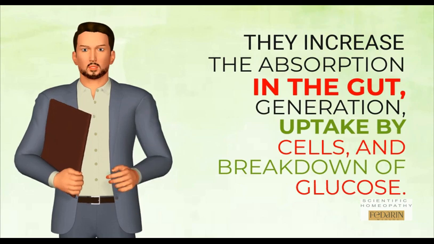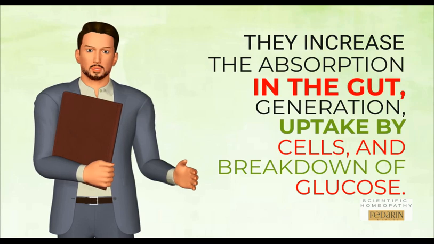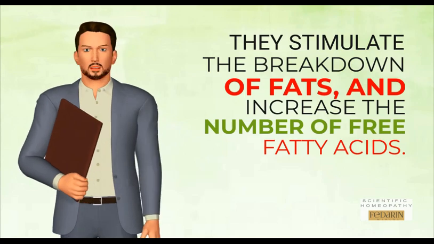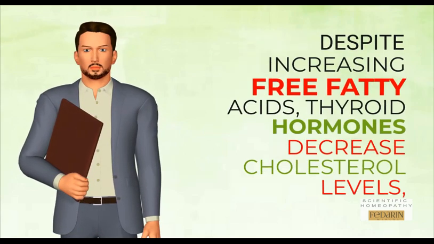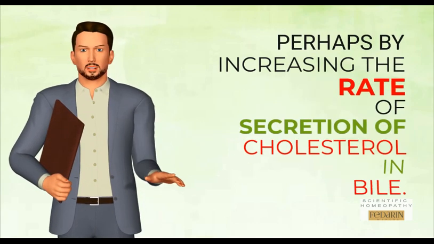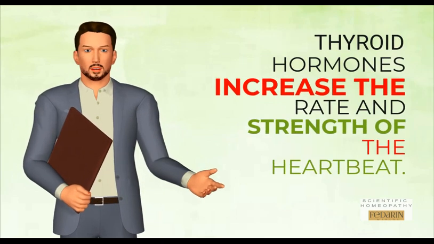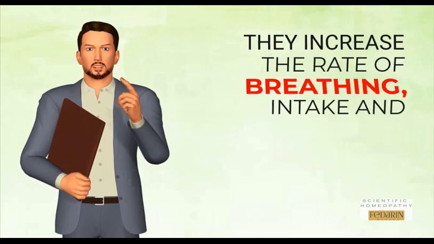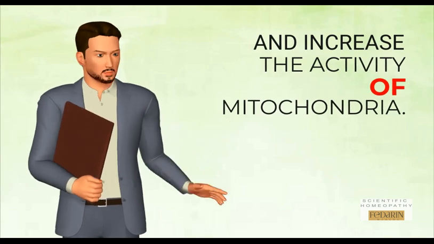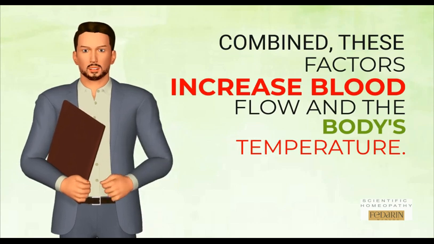They increase the absorption in the gut, generation, uptake by cells, and breakdown of glucose. They stimulate the breakdown of fats, and increase the number of free fatty acids. Despite increasing free fatty acids, thyroid hormones decrease cholesterol levels, perhaps by increasing the rate of secretion of cholesterol in bile. Thyroid hormones increase the rate and strength of the heartbeat. They increase the rate of breathing, intake and consumption of oxygen, and increase the activity of mitochondria. Combined, these factors increase blood flow and the body's temperature.